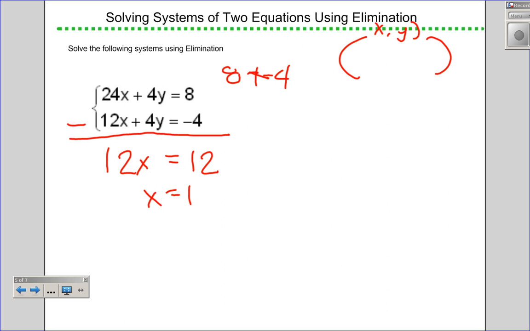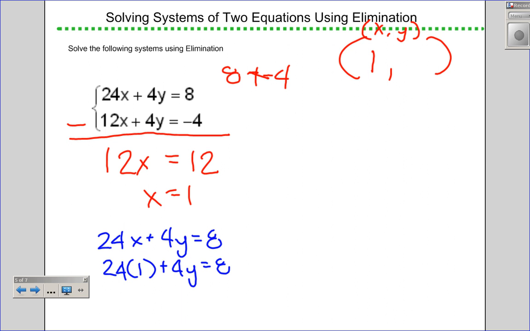So I have my answer, x and y. So x is 1. I'm looking for my y value now. I'm going to just pick the first one because it's all positives, and I like working with those positive numbers, as you know by now. So I have 24x plus 4y equals 8. 24 times 1 plus 4y equals 8. 24 plus 4y equals 8.